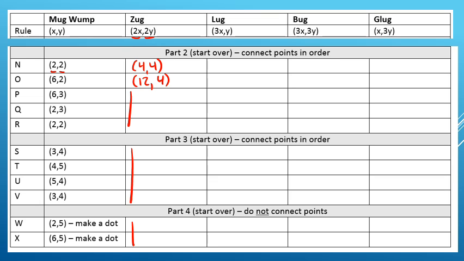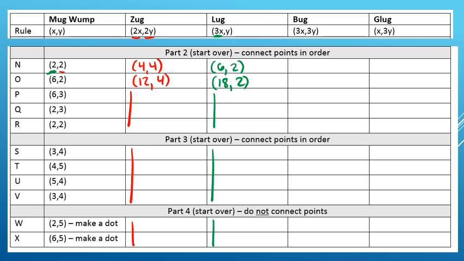Again, Lug is going to have (3x, y), so that first coordinate, the x coordinate, is going to be multiplied by 3. The y stays the same. So I'm going to do 2 times 3 makes 6, and then the y stays the same. Next one, 6 times 3 makes 18. Y stays the same, so 2. So go ahead and fill all of those in.